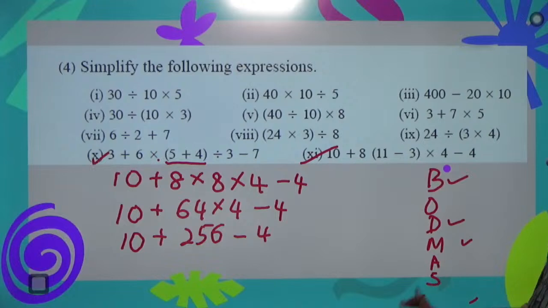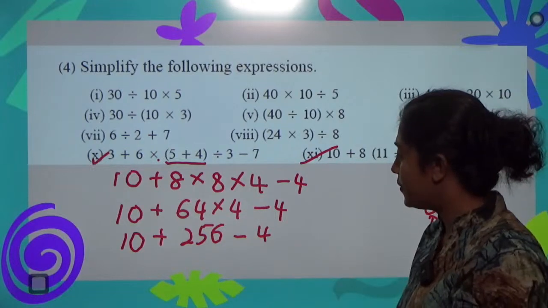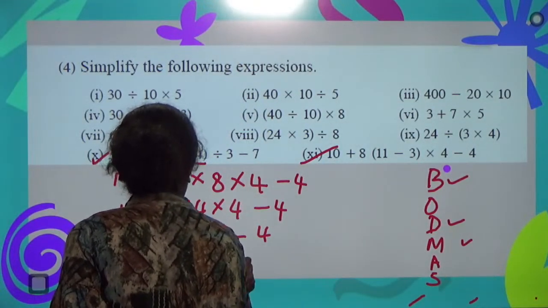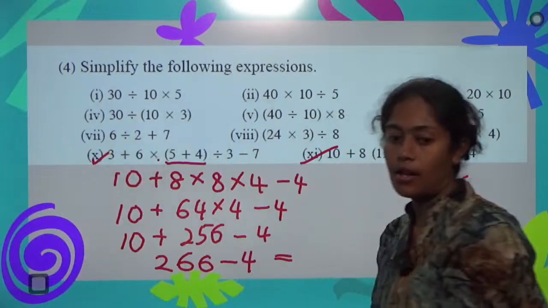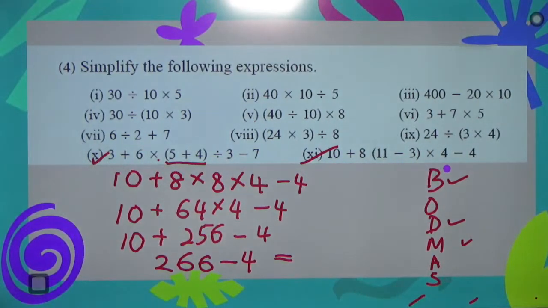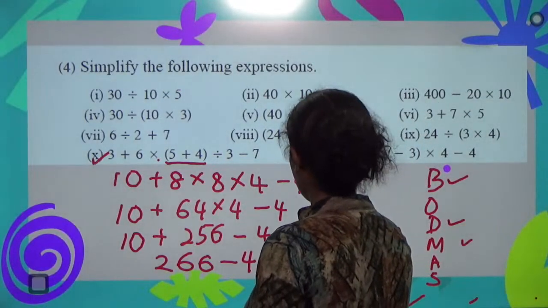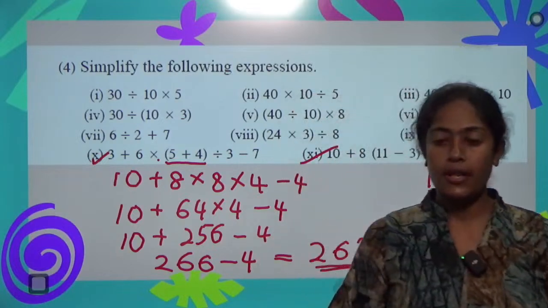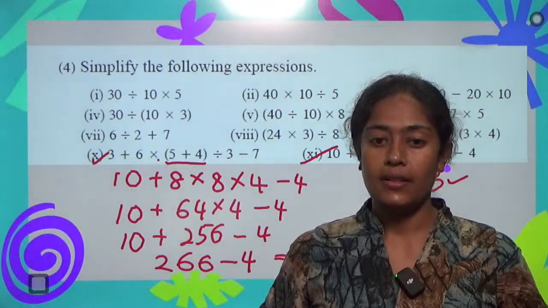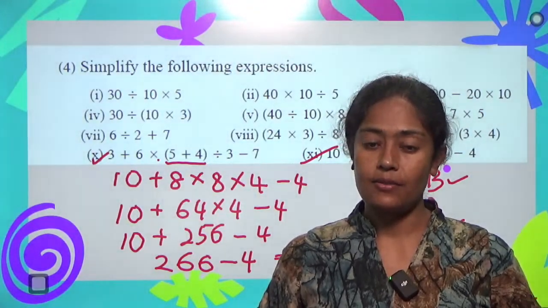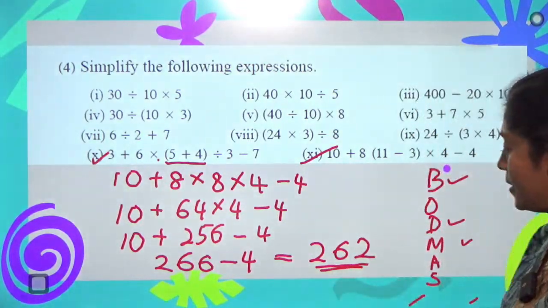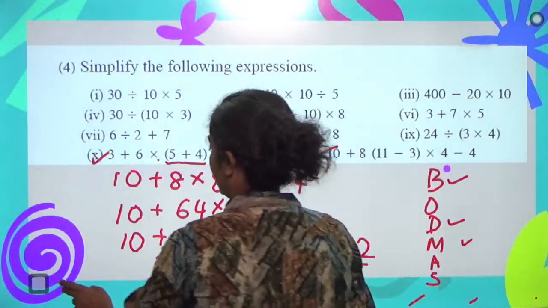Then what do you have to do? Then you have to do the addition part. 10 plus 256, then 266 minus 4. Then answer is how much? 266 minus 4, 262. Okay. Did you get the answer? Yes. Good. Now you got the idea, no? Yes. Okay. That's all.